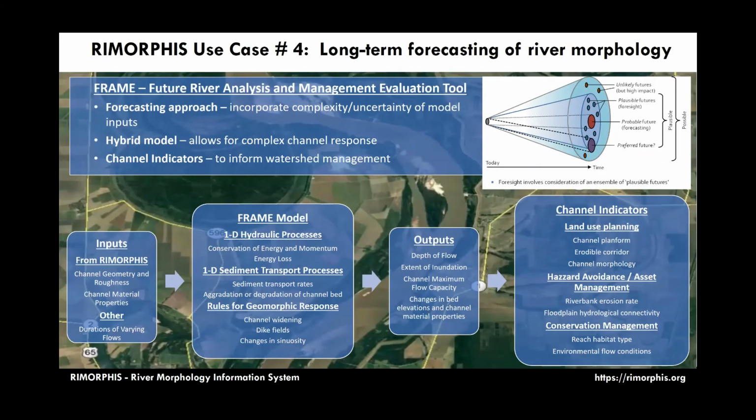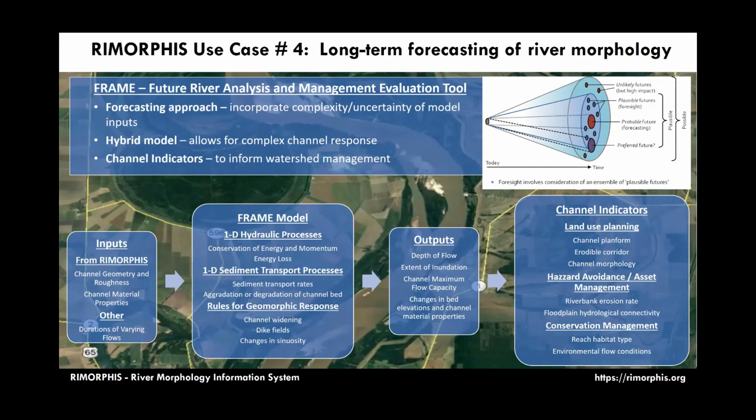This use case will focus on forecasting long-term changes in channel morphology. The case study will demonstrate how the data available in the RIMORPHIS platform can be used for the required inputs for hydrodynamic and sediment transport modeling, with a specific focus on evaluating the range of potential long-term river morphology conditions. For this study, we plan to use a next generation modeling tool. It's called the Future River Analysis and Management Evaluation Tool. The acronym is FRAME. This model is in the early stages of application, and the use case provides a really great opportunity to showcase the value of the RIMORPHIS data to support advancing these types of innovative modeling tools.